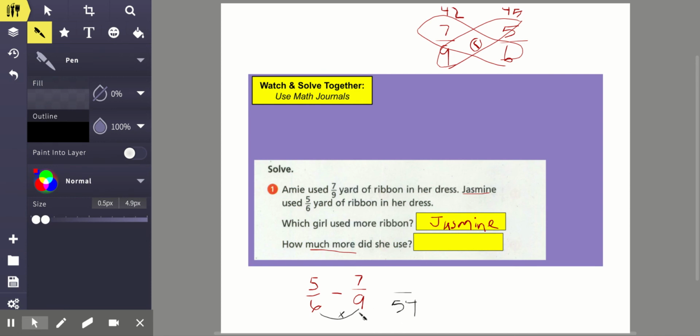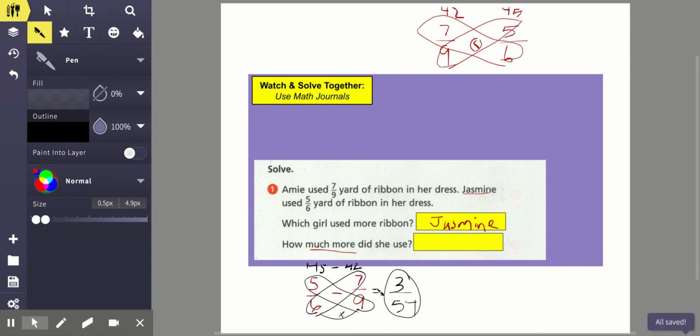And then let's crisscross, multiply. 9 times 5, which is 45. And then 6 times 7, which we did before, which is 42. So really, you're just looking at the difference between those two numbers. Remember, whatever symbol's in the middle, you should carry up to the top. 45 minus 42, which is 3. So 3/54.